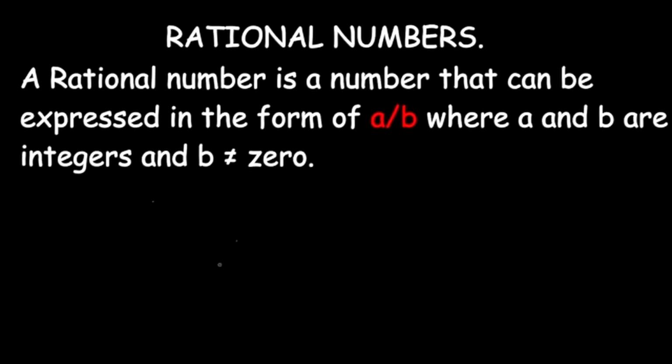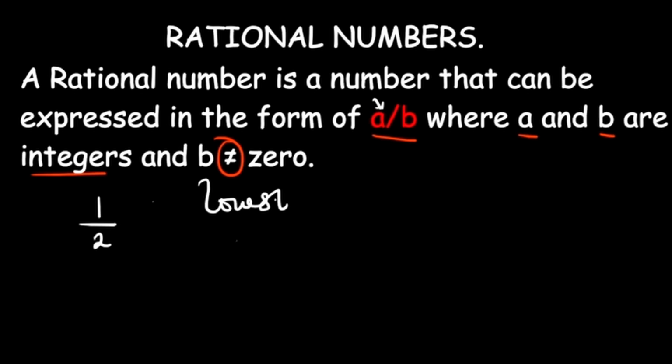By definition, a rational number is a number that can be expressed in the form of A over B, where A and B are integers and B is not equal to 0. Now, what does this mean? This simply means that a rational number is a type of number that can be expressed in the form of 1 over 2. So 1 over 2 is a fraction in its lowest term, just like A over B. Okay? A over B is a fraction in its lowest term.